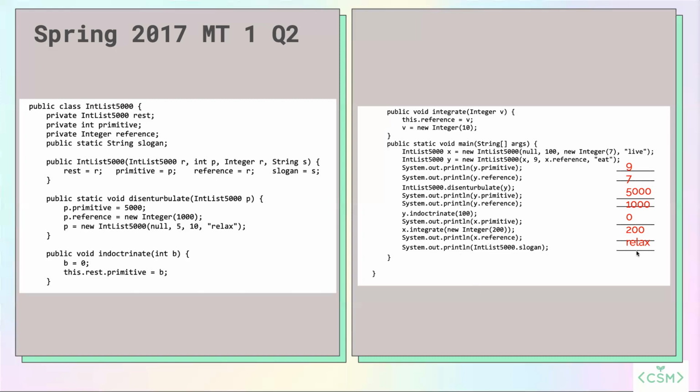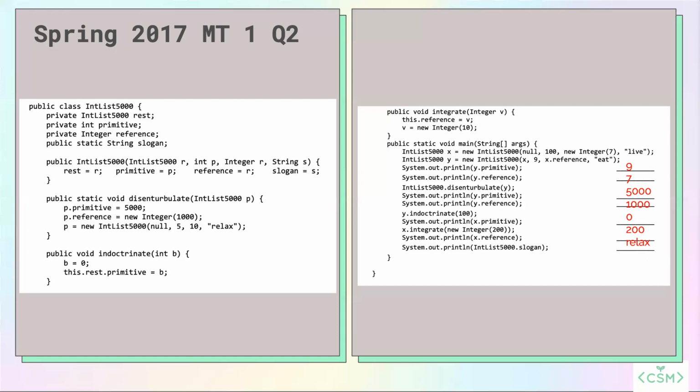The reason why is because earlier, as someone pointed out, we called new int list on this variable. We set that to be new int list 5000 null 510 relax. Basically what that does is change everything within these other variables up here, because every time you call int list 5000, it resets all of these. So that's why we get relax for the last line. Does anyone have questions on that?